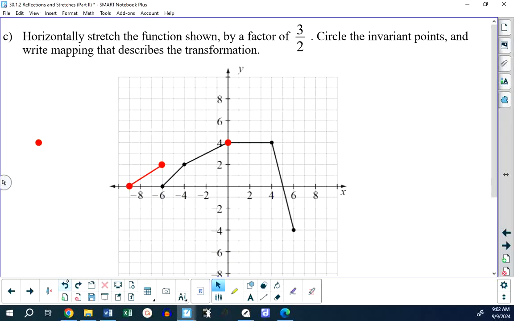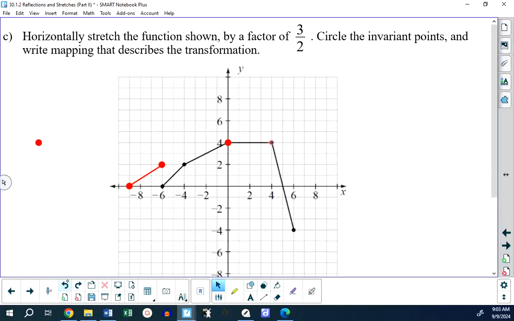I'm just explaining it. If that point that I've highlighted at 0, 4 were to the left of the y-axis, then it would be 1.5 times further away than it currently is. But it would still be on the left. If it were on the right, it would be 1.5 times further away. Since it's on what we call the line of stretch, it doesn't move. It's going to be invariant.